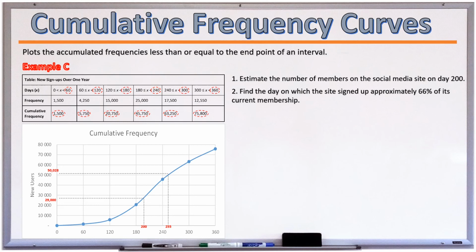We should always bear in mind that the data read off a cumulative frequency curve is always an estimate, since the line which joins up the dots is just an approximation of the growth in frequency of the variable being studied. We were not given the exact dates of all the members signing up to the site, and therefore we had to estimate this data from what we were given.